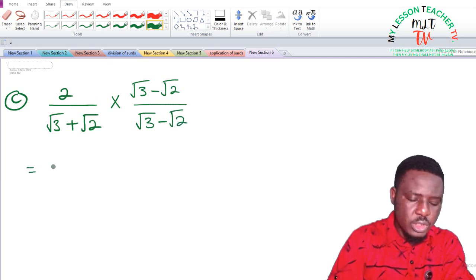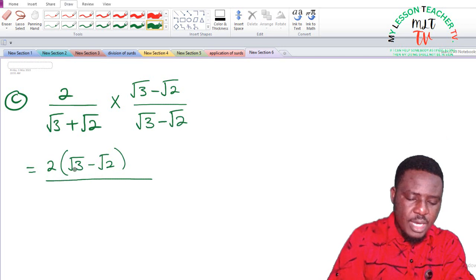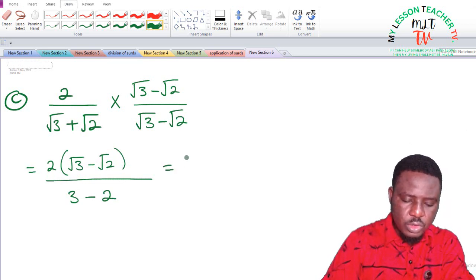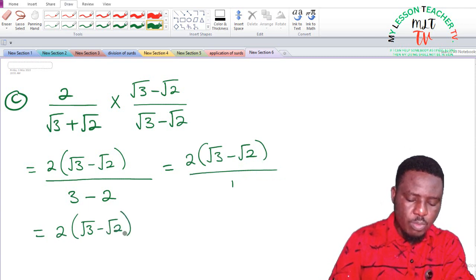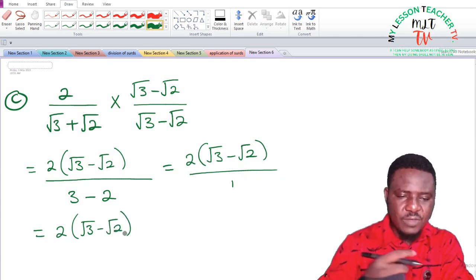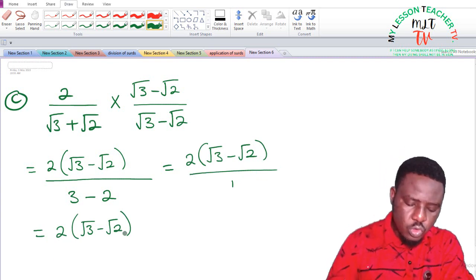So when you do this, you are going to have 2 into bracket root 3 minus root 2, divided by difference of 2 squares, that is 3 minus 2. This gives us 2 into root 3 minus root 2 divided by 1. And this is equal to 2 into root 3 minus root 2. But we are asked to evaluate, and they have given us the values for root 3 and root 2. So we then substitute.